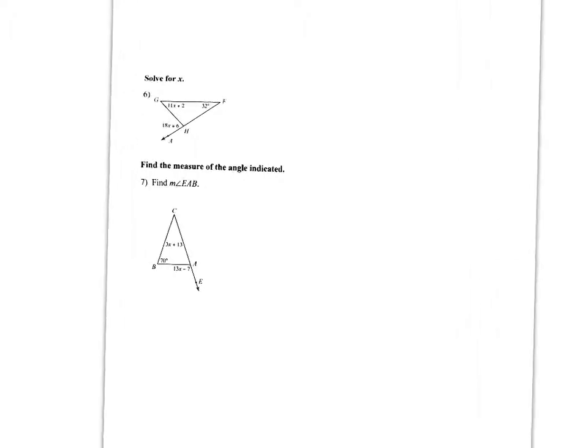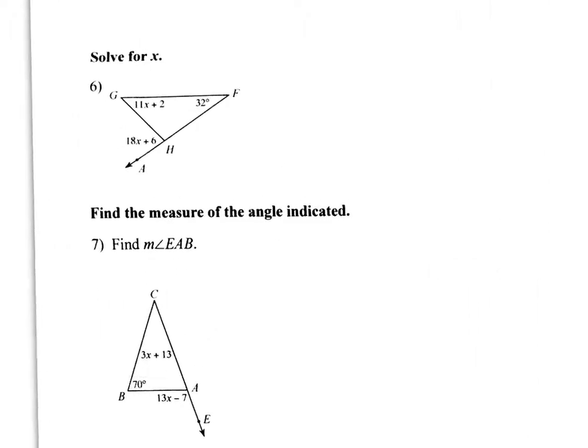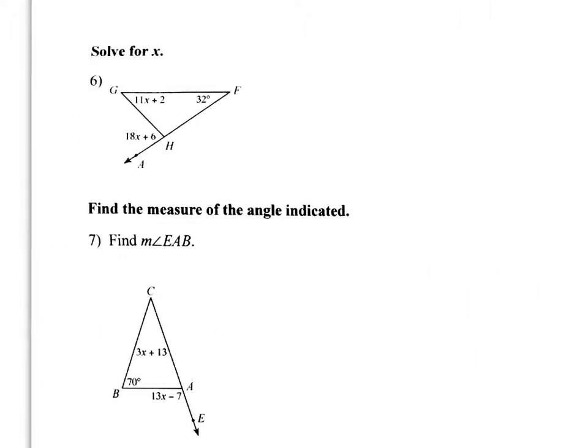All right. Then we come to a new theorem. It's called the exterior angle theorem. Exterior angle theorem. And here's what it says. The exterior angle on a triangle, meaning it's outside, has to equal the two remote interior angles.